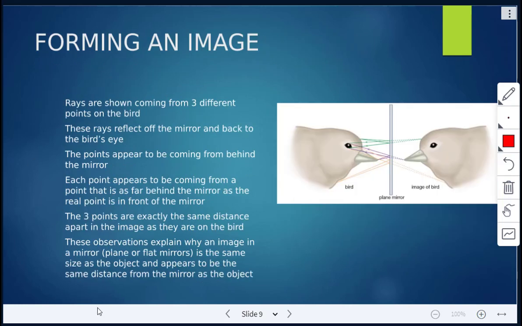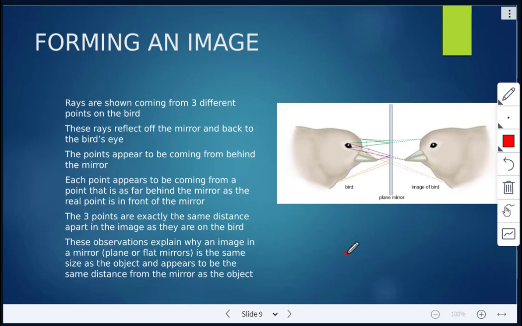So let's take a look at another one, forming an image. We have a bird here. This is the image of the bird, and this here is the plane mirror. Rays are shown coming from 3 different points on the bird, shown in 3 different colors: the orange, purple, and the green. These rays reflect off the mirror and back to the bird's eye.